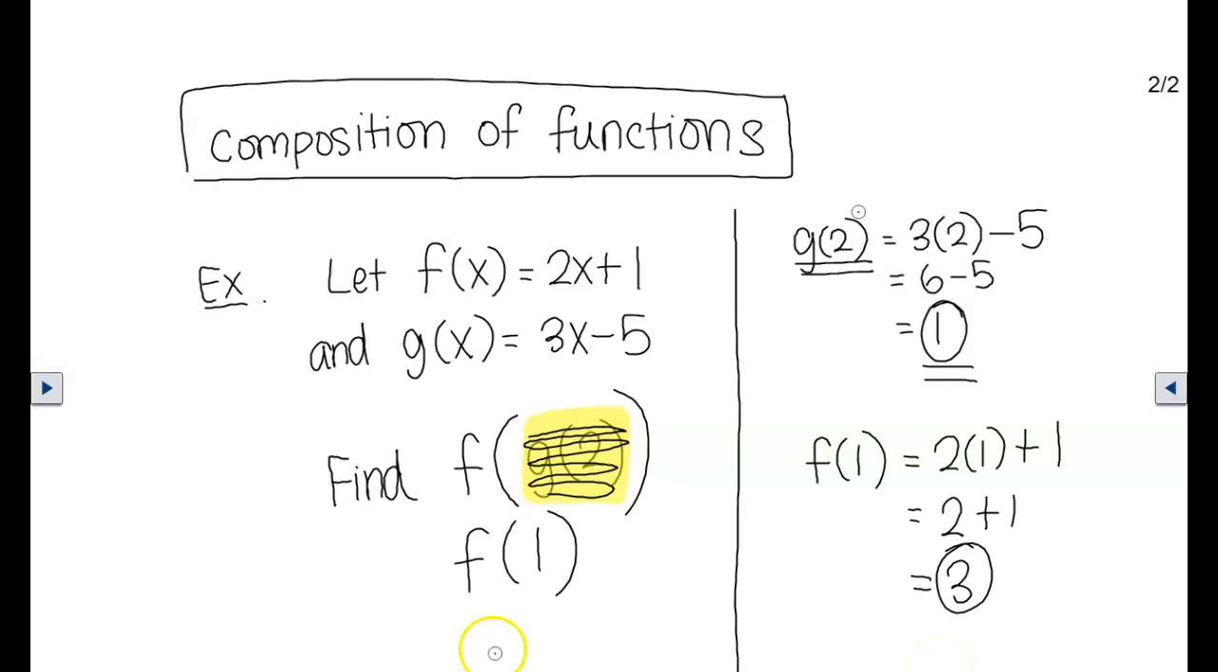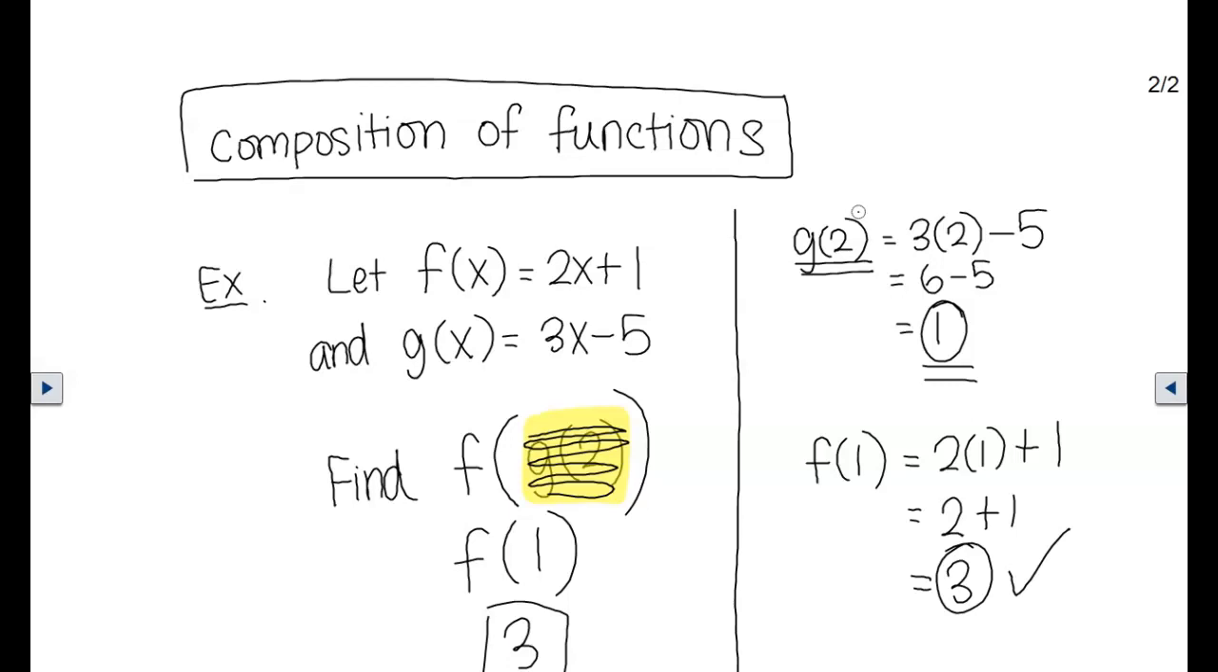Now, here's what I need you to understand. If I go back to my original problem, f of 1 is 3. 3 is the answer. So this 1 that you got is not a part of your answer. It was a step you had to do to get there. So this final answer is what we're really interested in, because it's the result of doing f of g of 2, of doing it all.